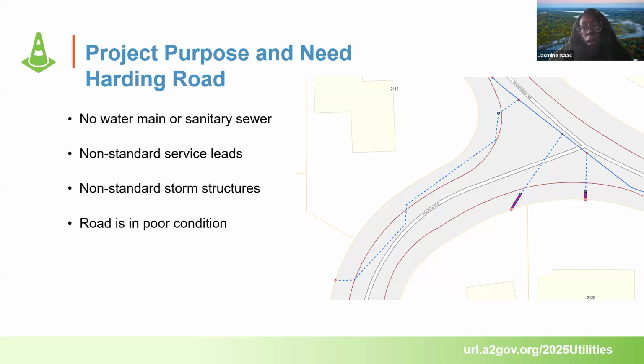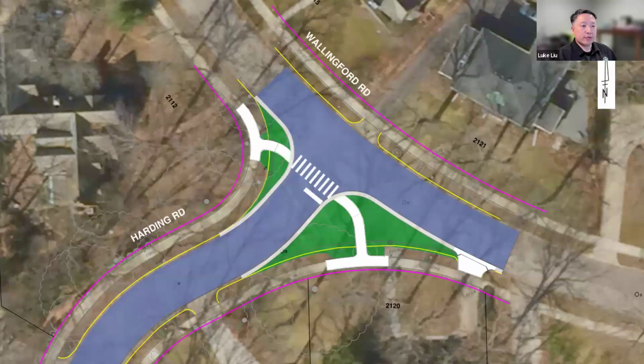Okay, thank you. Barry asked, will there be a crossing path for pedestrians to cross Wallingford from Harding? Currently, there's not one, and we are not proposing to add one. So the only crosswalk that exists today is for crossing Harding, and that's the same in the proposed condition.